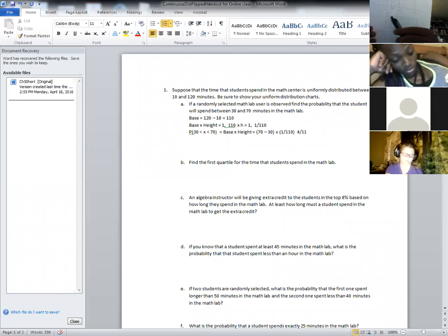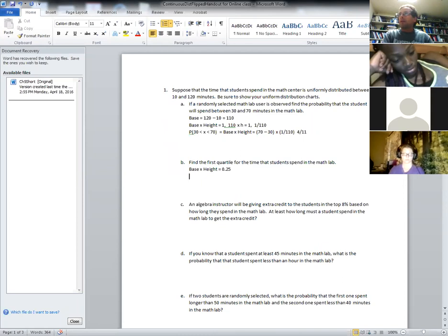We're going to call that x. And we know this area here is 0.25, a 25% chance. So now, again, the base times the height is going to be 0.25. Any questions on that? Okay, the base we don't know, but it's going to be x minus 10, because the first quartile is going to go from 10 to what we don't know. So it's going to be x minus 10, and then the height was 1 over 110, is equal to 0.25.